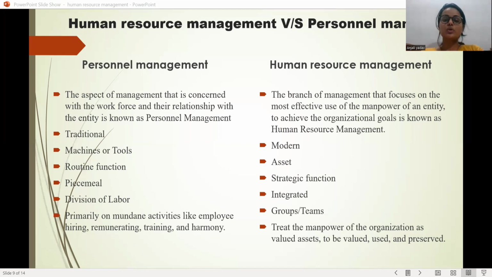While in human resource management, the employees are treated as the most valuable assets that should be valued, used, and preserved for the coming future.